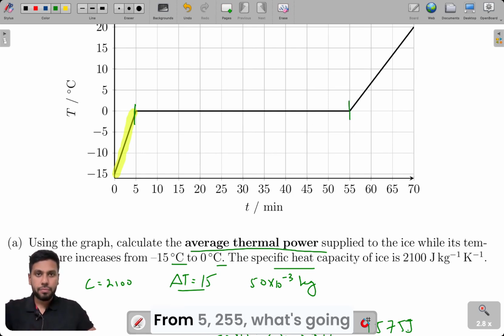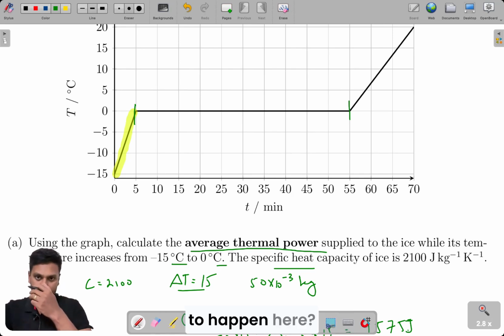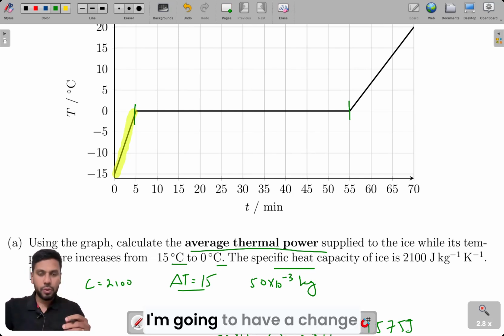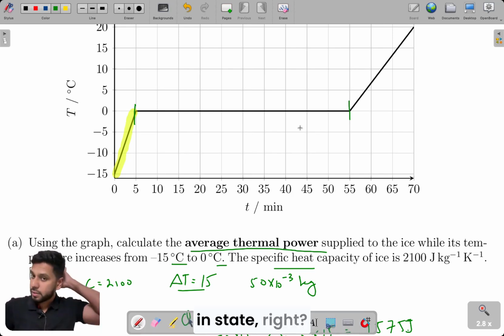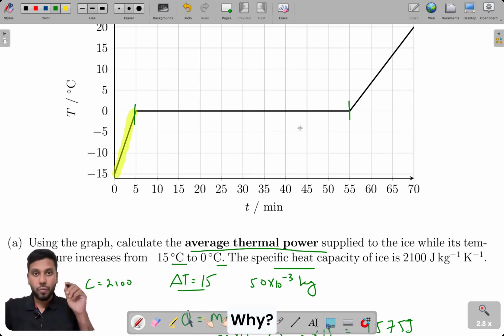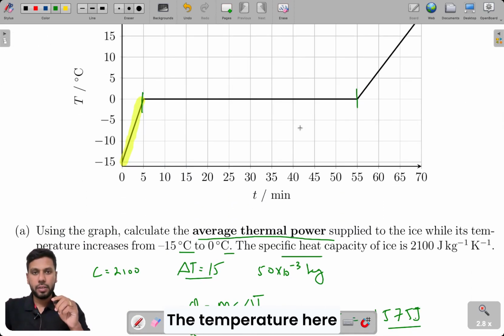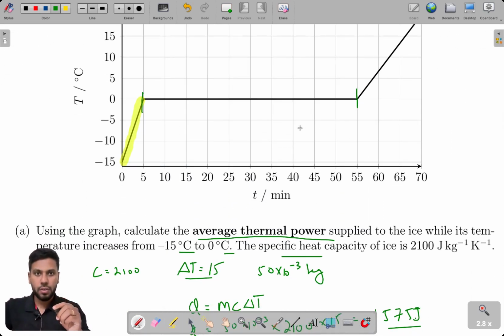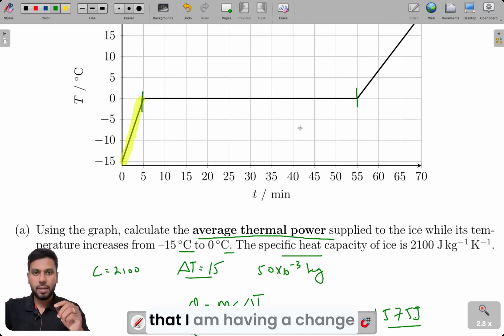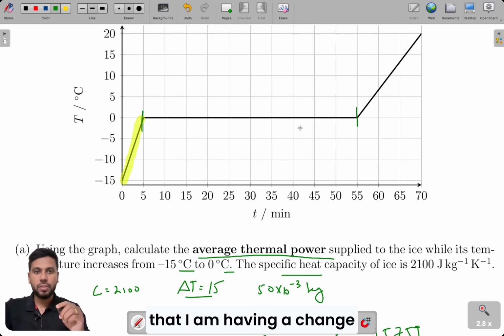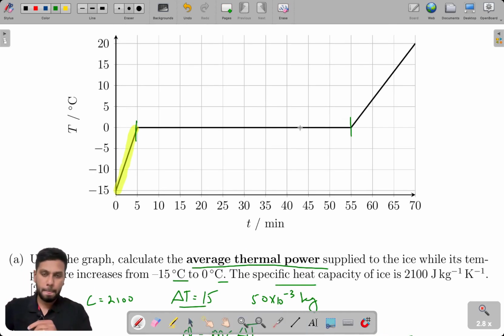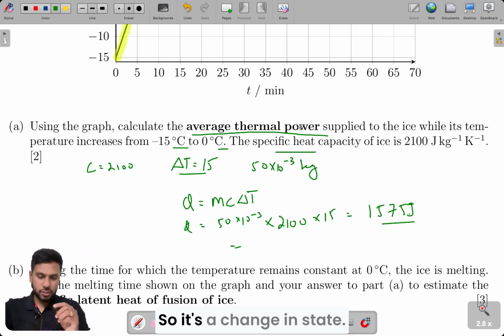Okay, from 5 to 55, what's going to happen here? I'm going to have a change in state, right? Why? Because the temperature is not changing here. So that's why I'm saying that I'm having a change in state here.